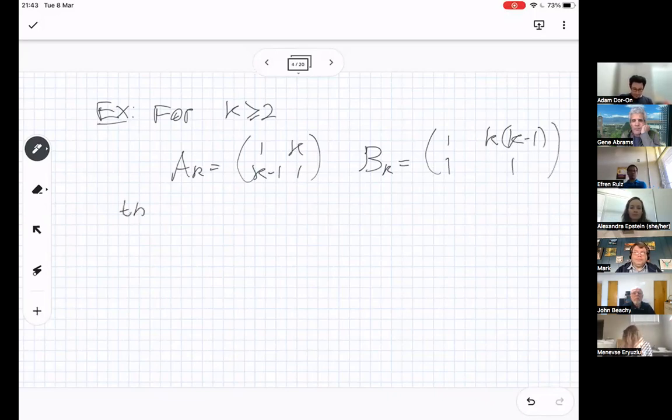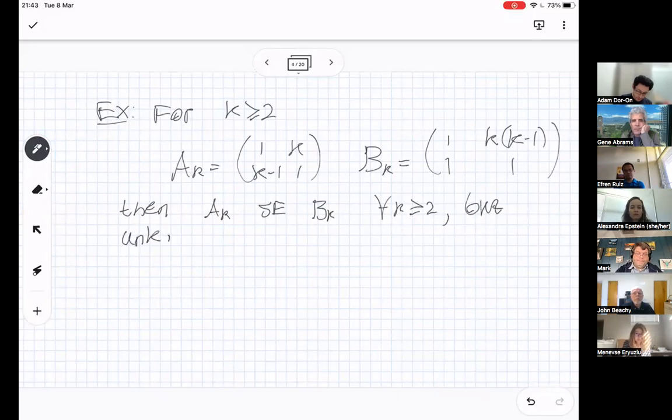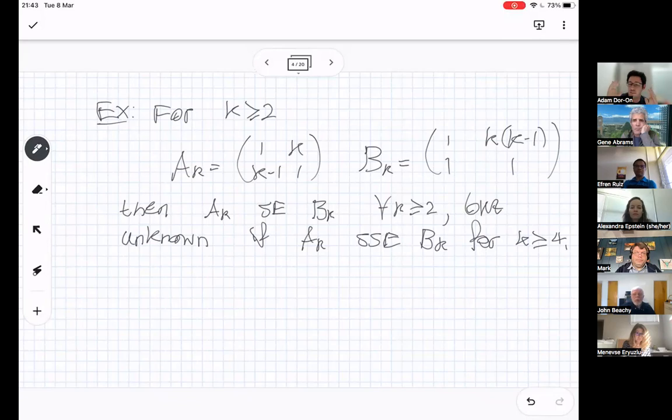Then A_K is shift equivalent to B_K for all K greater than or equal to 2, but it is unknown if A_K is strong shift equivalent to B_K for K greater than or equal to 4. So even in these very simple examples, we still don't know whether or not the subshifts are conjugate, even though we know that they are eventually conjugate. Now some questions maybe from the audience.